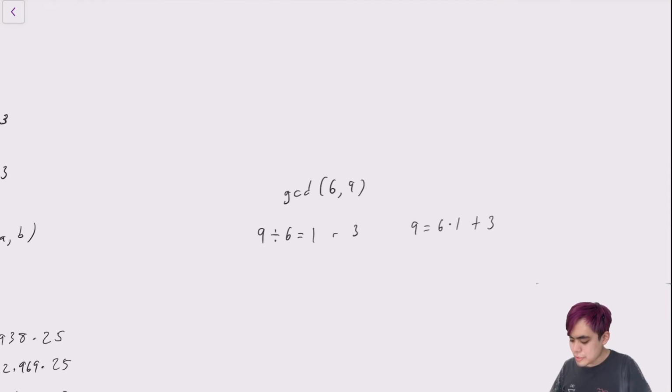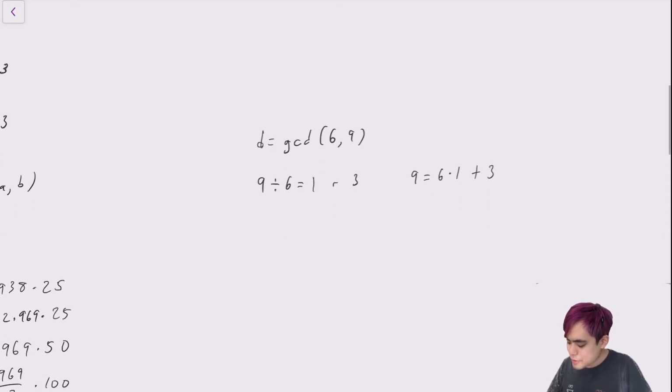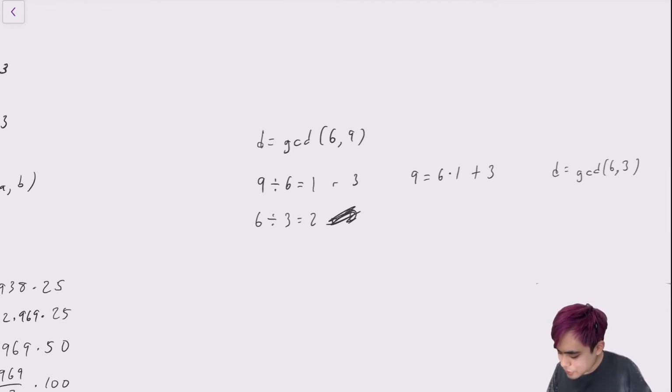Let's call this D. That means D is also equal to the greatest common divisor of 6 and 3, right? So we do the same thing. 6 divided by 3 is equal to 2 with a remainder of 0. Because the remainder is 0, we're finished. And so the greatest common divisor, D, is equal to 3. Okay, that's easy enough. This was a very simple, basically one-step solution.